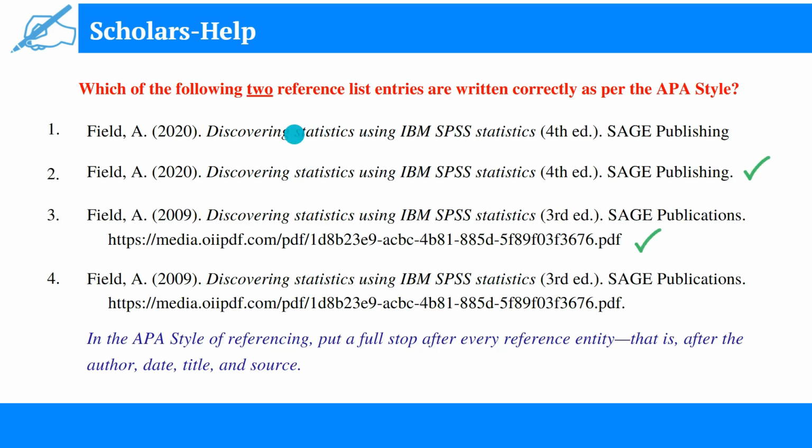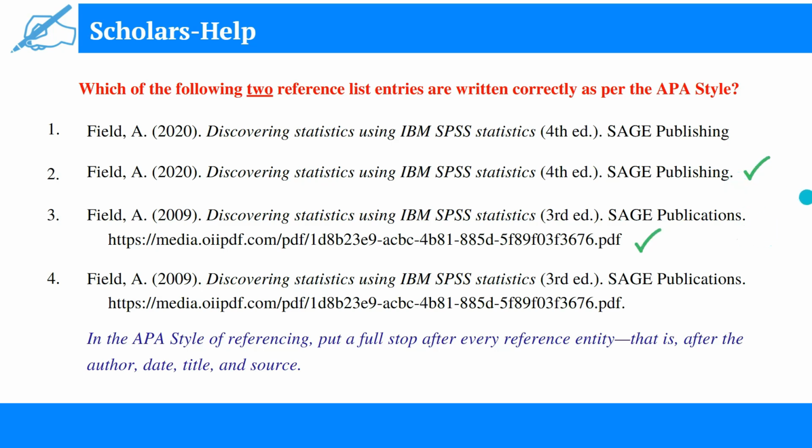Here, a full stop is placed at the end of the author's name, that is, field A. A full stop is placed after the date. A full stop is placed after the title of the book. And after the source, that is, Sage Publishing. So, the 2nd reference list entry is correct.